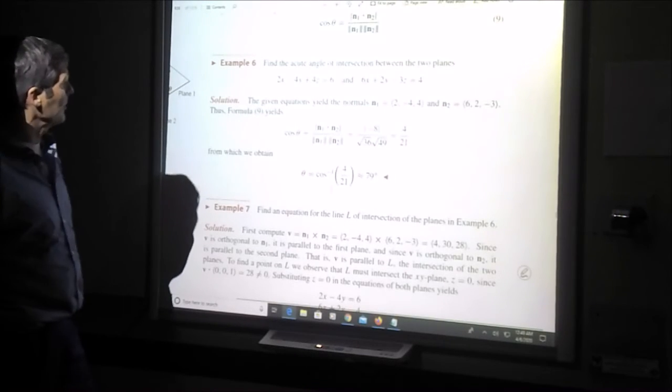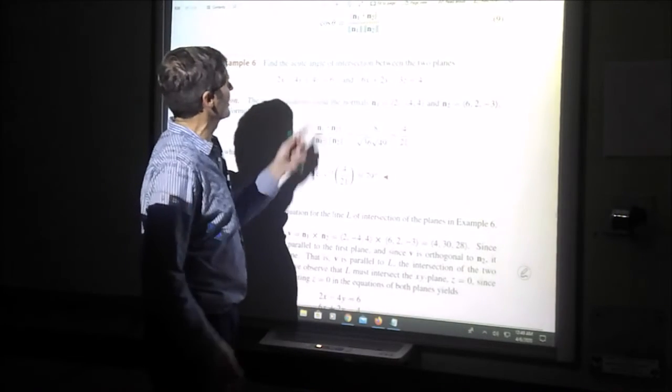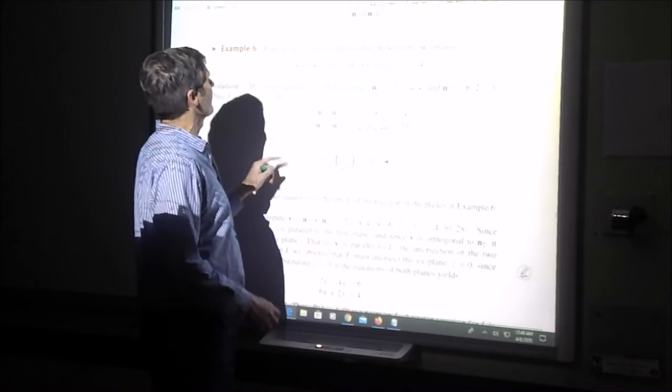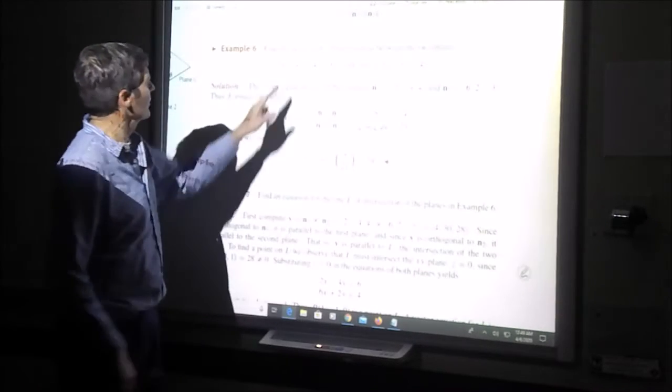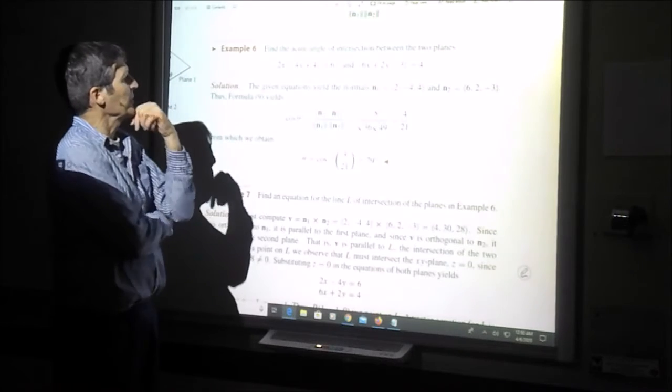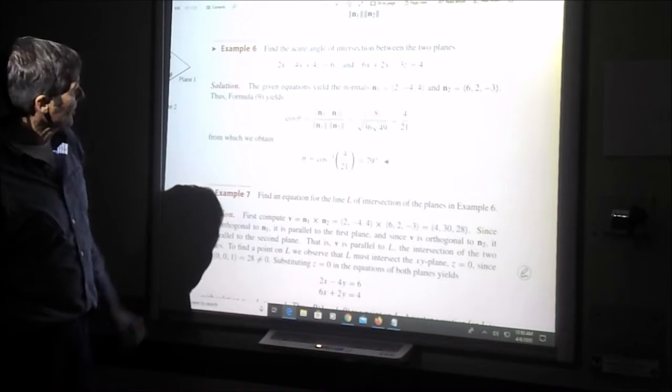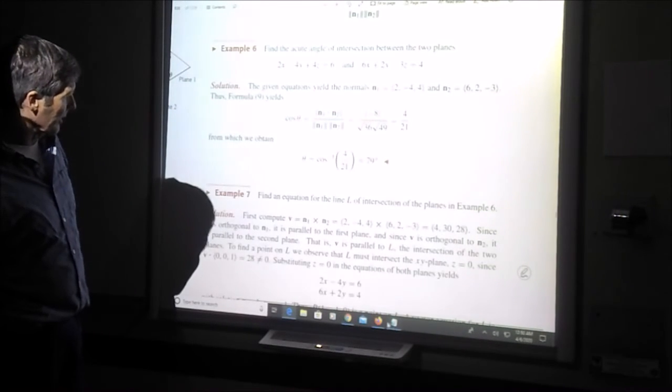This is a useful problem here. I wonder what the angle of intersection is between two planes. Oops. Here's a plane and here's a plane. How can I compute it? Here's how we do it. I think this write-up could use a little illustration.